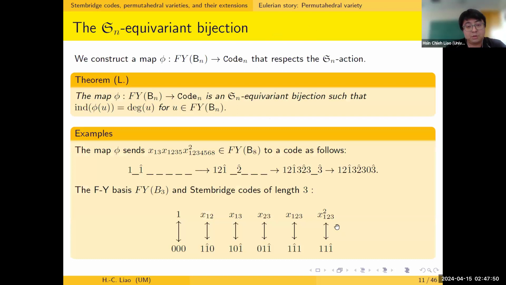And then we have a permutation basis, and we further construct an equivariant bijection between this basis and the codes. And this bijection sends the degree of the monomial to the index of the codes. And the bijection, well, we can just see an example. This is an element of the basis, and it corresponds to a code in the following way.